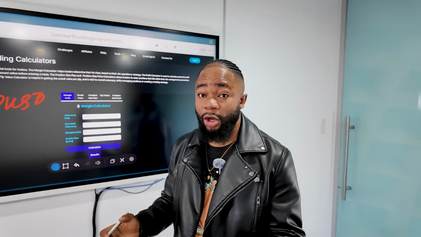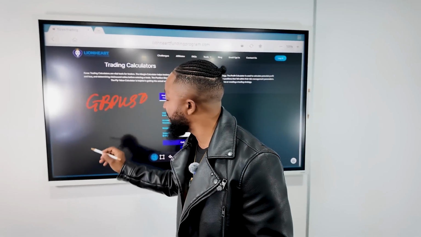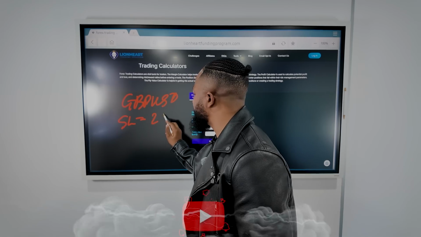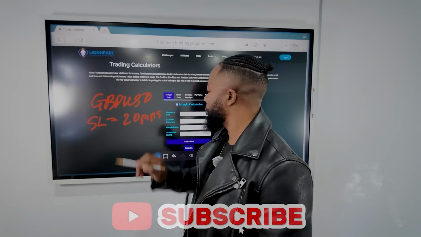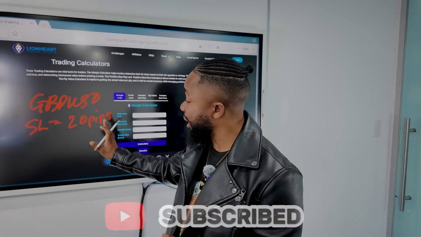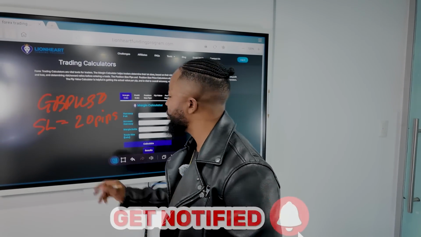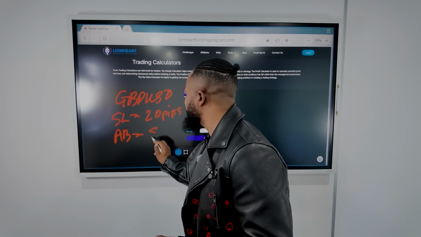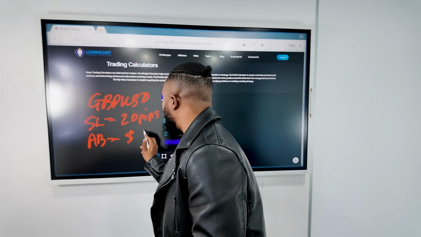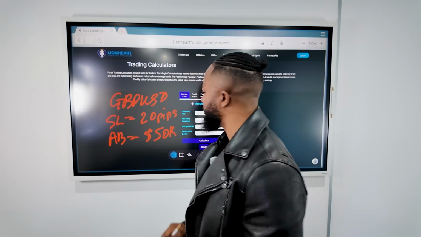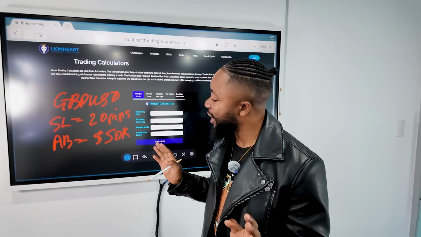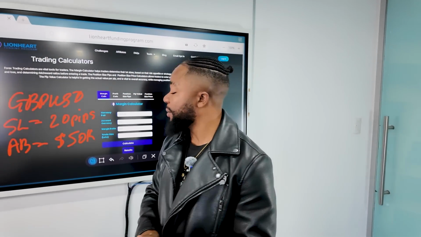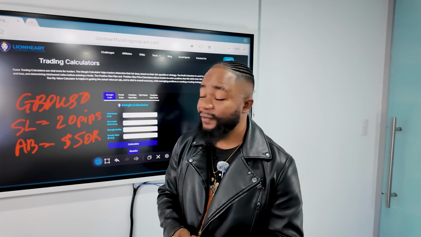Good. You've already done your analysis and you see that reasonably you can place your stop loss on, let's just say, 20 pips. You've known that reasonably you can put your stop loss on 20 pips and then you have an account balance of, let's just say you trade with a prop firm, an account balance of 50K. Maybe you're trading for that day, maybe you're a scalper, a day trader, your stop loss can be 20 pips, your account balance is $50,000.